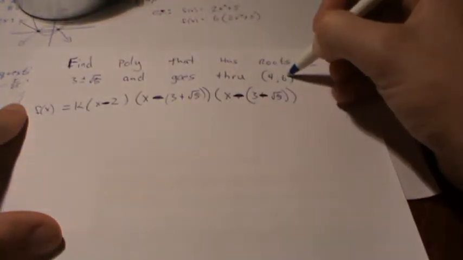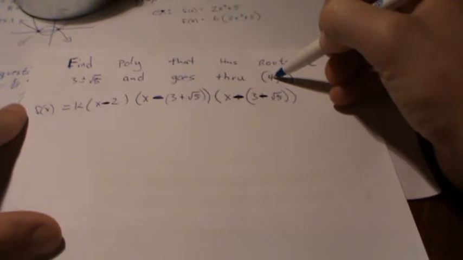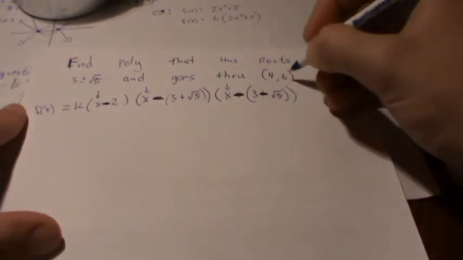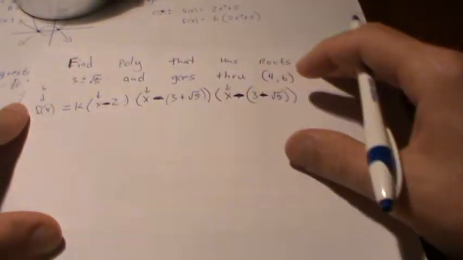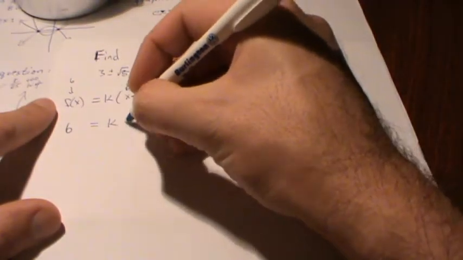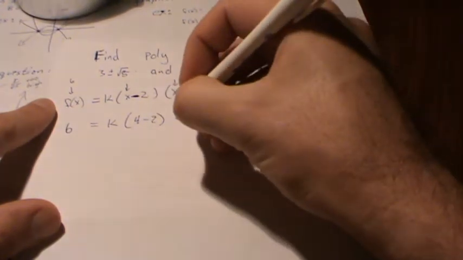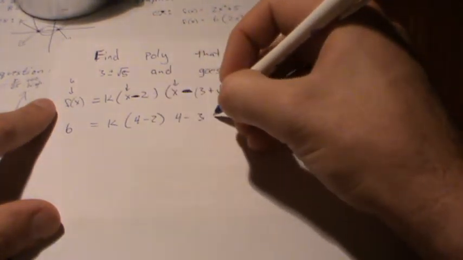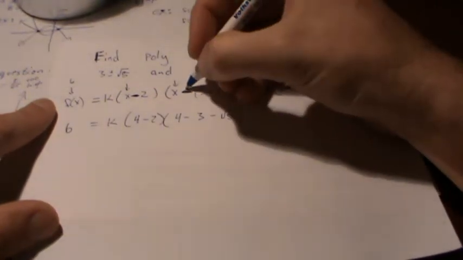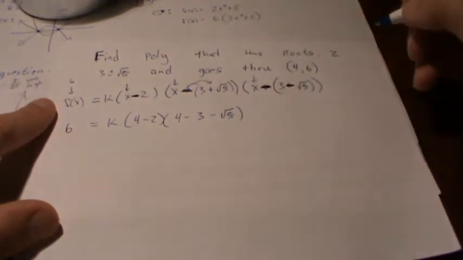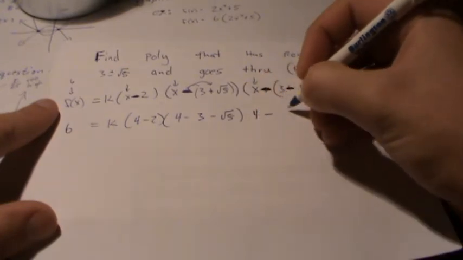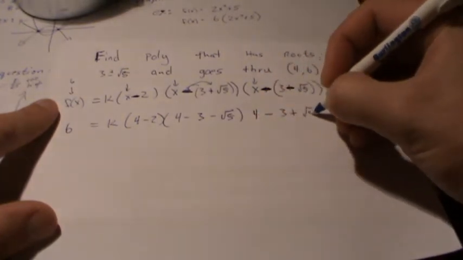I need to make sure that it goes through 4, 6. So I place a 4 in here, here, and here, and I place a 6 in right there. So I just go 6 is equal to k times 4 minus 2 times 4 minus 3 minus the square root of 5. Remember, if I have a minus out here, it distributes in so that this actually changes as well. And then 4 minus 3 plus the square root of 5 as well.